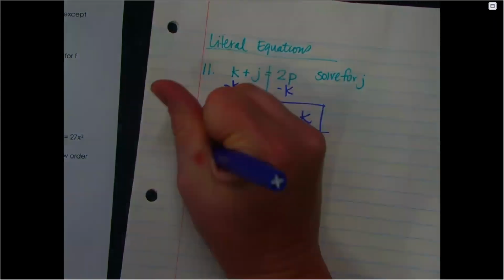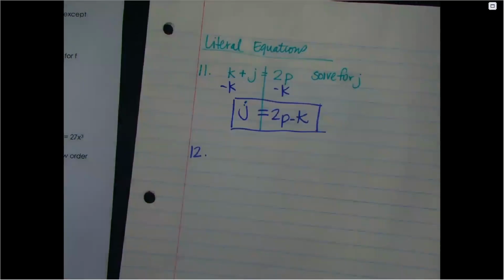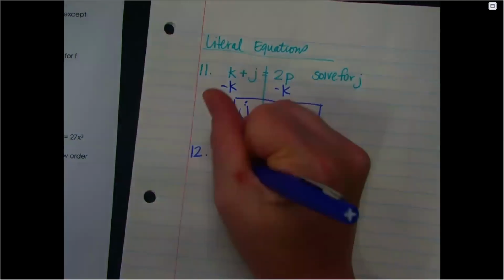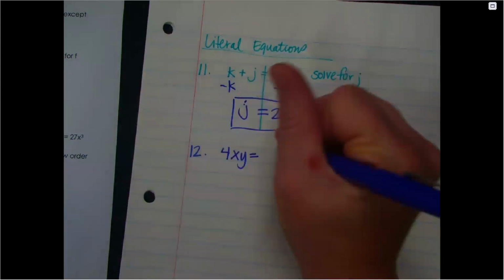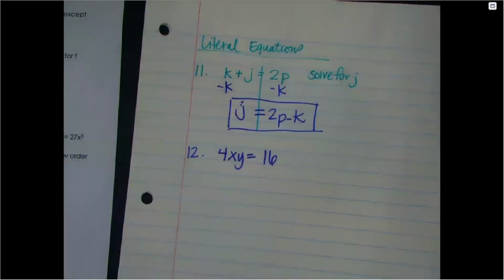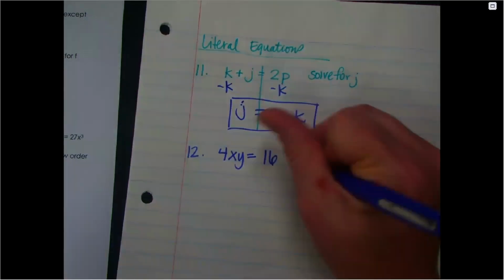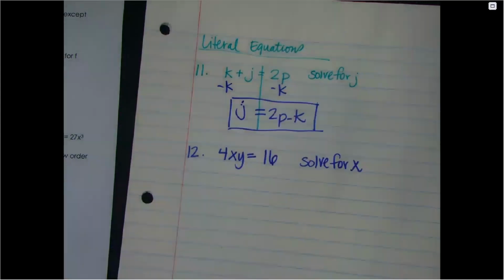Let's do 4xy equals 16. Okay? And we are going to solve for x. Now, I'm drawing my equal street to split it up. Who is on the same side as x? 4 and y. So, how do I get rid of 4 and y? You got to divide because they're multiplying.